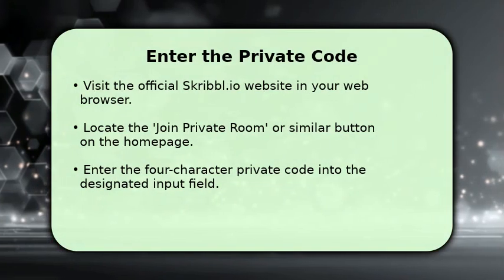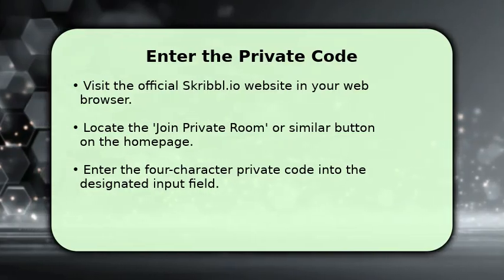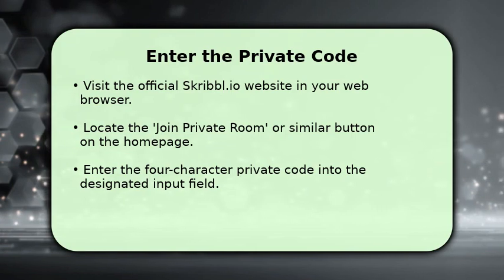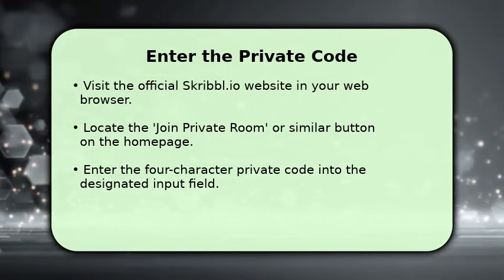If you received a 4-character private code instead of a link, no worries. First, go to the main Skribbl.io website. On the home page, look for a button or section labeled Join Private Room. Click on this and a small box will appear.